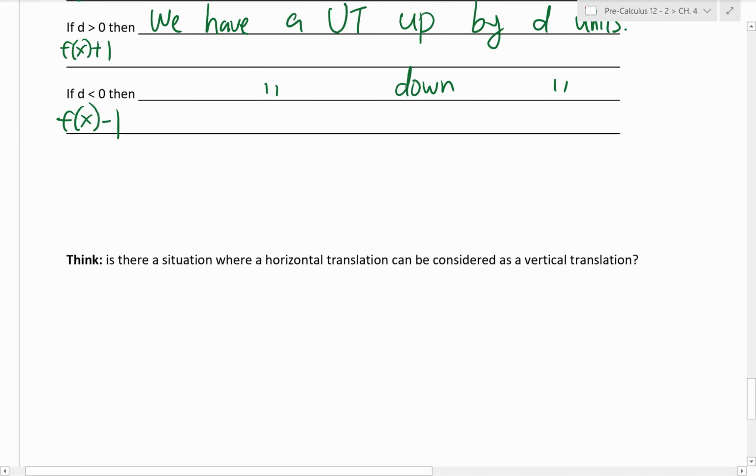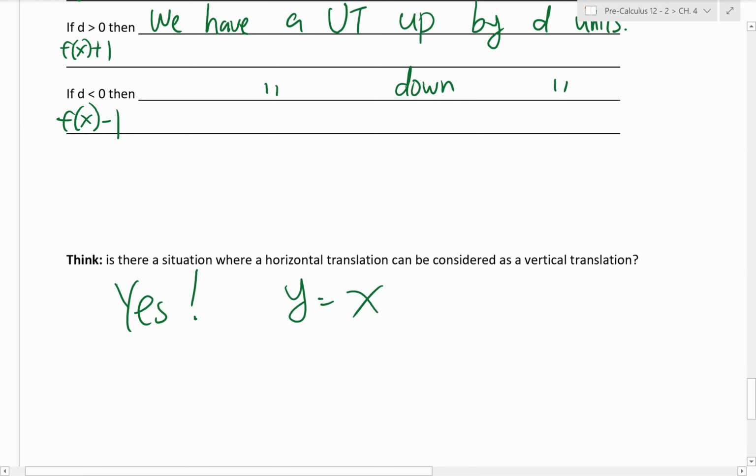There's a last question for you to think about. Is there a situation where horizontal translation can be considered as a vertical translation? The answer is yes, and I'll let you try to come up with an example, I suppose, okay? But the answer is yes. And it doesn't happen very often. I think it only happens in a linear situation. I'll give you the example, fine.